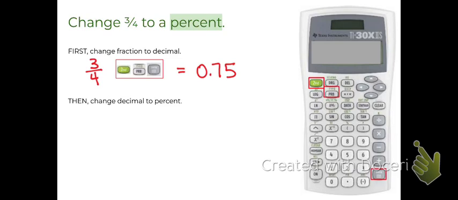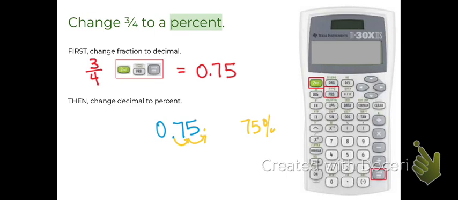And then once you have it as a decimal, you can change it to a percent using two different methods. You can either move the decimal 2 places over, so I get 75.0, which is just 75, and add your percent symbol.